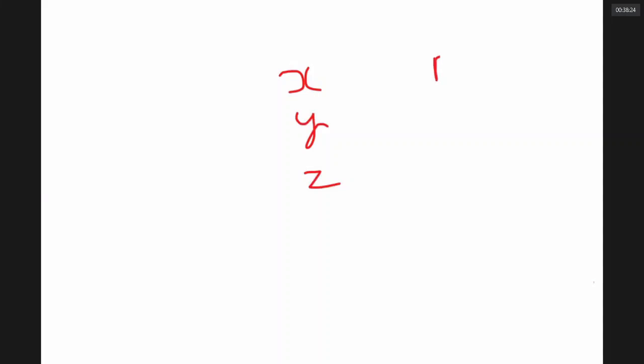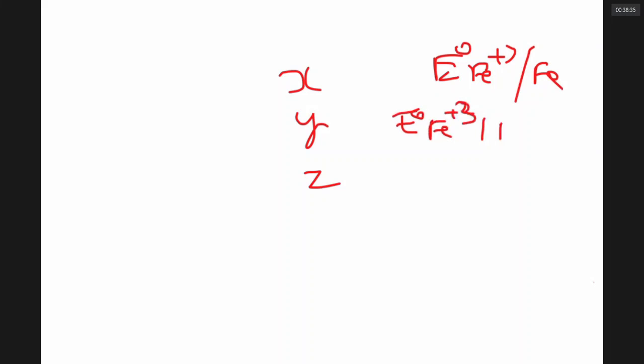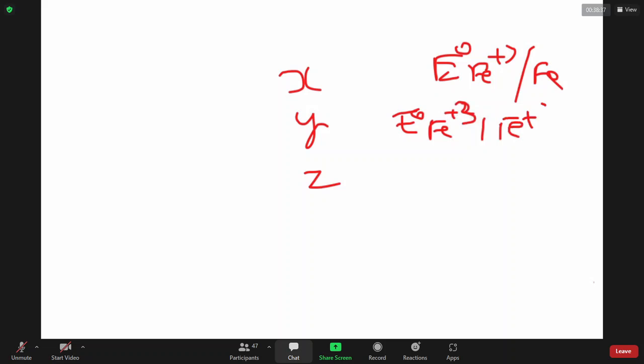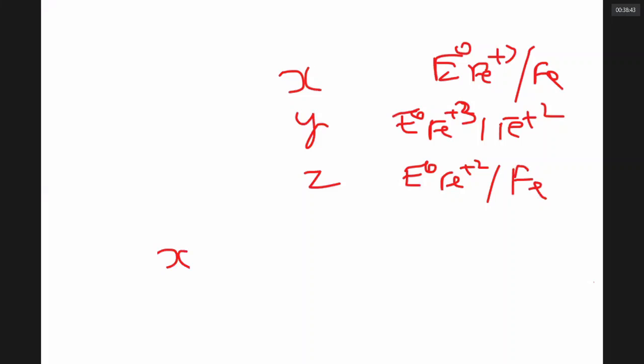X is equal to E0 Fe plus 3 by Fe, one step. Y is E0 Fe plus 3 by Fe plus 2. Z is E0 Fe plus 2 by Fe. What is the relationship, sir? You just simply cannot say X is equal to Y plus Z.